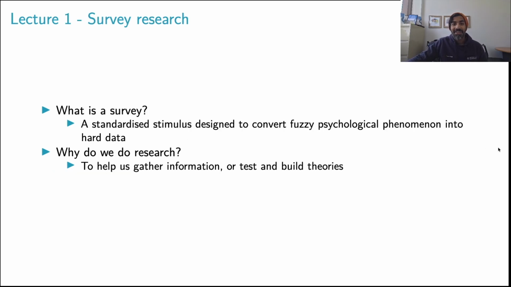So for the trip down memory lane, we start with survey research. We talked about what is a survey, and I tried to hammer in the point that a survey is a standardized stimulus designed to convert fuzzy psychological phenomena into hard data. And I emphasized that the focus of it being a standardized stimulus was essential because we want to minimize error. And when we're talking about minimizing error, what we mean in this context is ensuring that what we see in our results is attributed to what we're observing in the population or in the target population, rather than being an artifact of the ways in which we ask our questions.